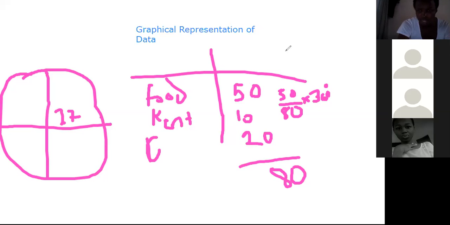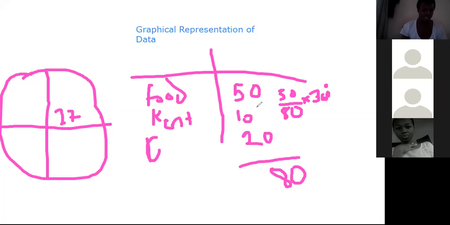Then they ask you, what fraction of Mr. Seidu's income was for food? Before you can find the fraction, it will be the angle here all over the total angle, which is 360. That will give you your fraction. So if the angle here was 27, then it will be 27 over 360. And so 27 over 360 will give you the fraction of income spent on food.